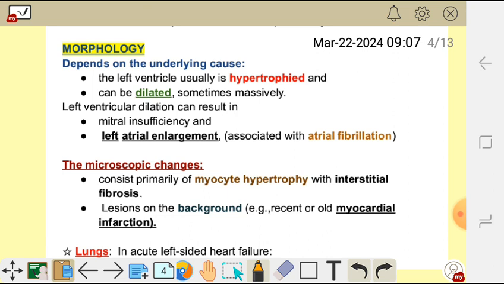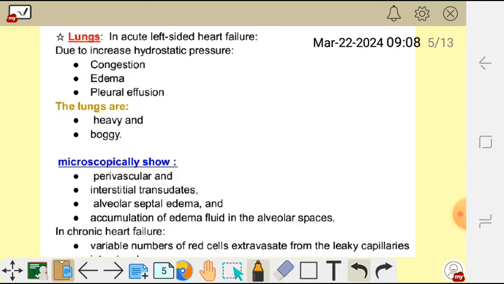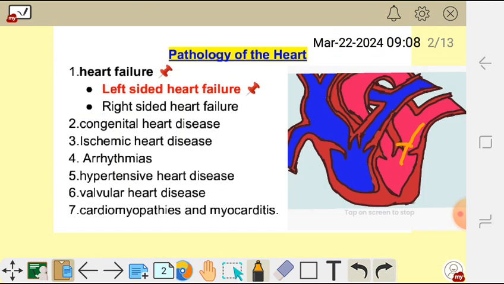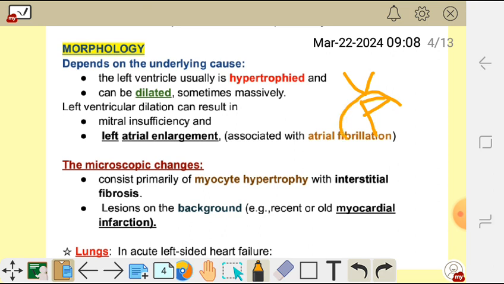This hypertrophy can be as a result of volume overload or pressure overload, as we discussed in my first video. If it is volume overload, the left ventricle is going to be dilated. But in pressure overload, the thickness of the left ventricle is going to increase. It is going to become thickened.